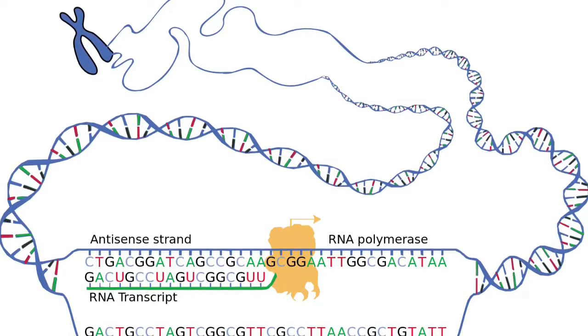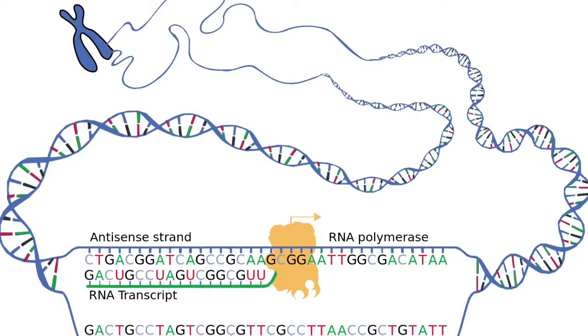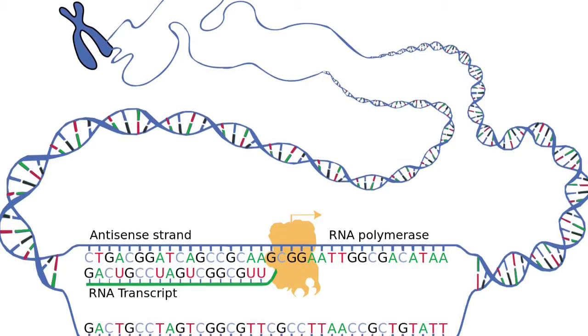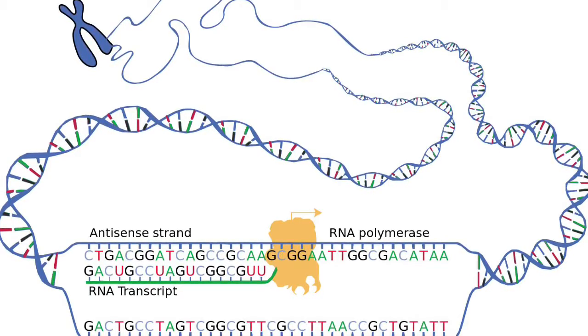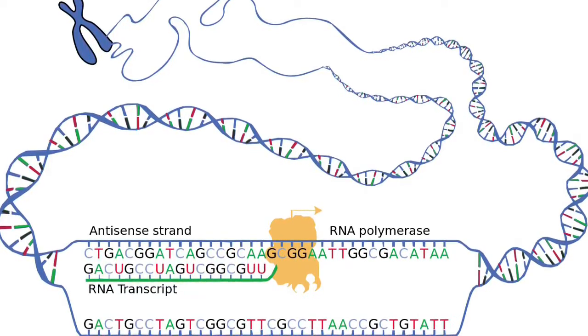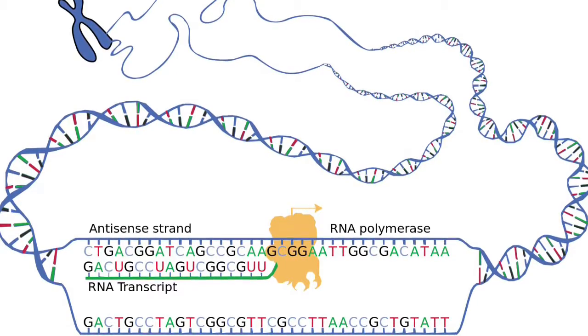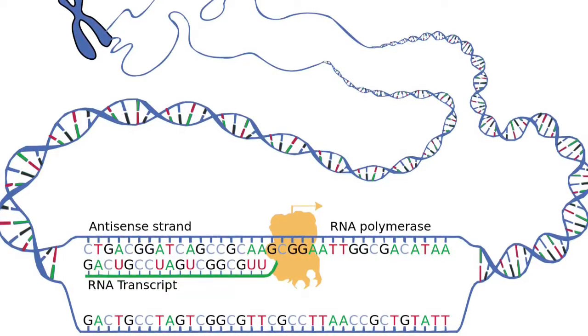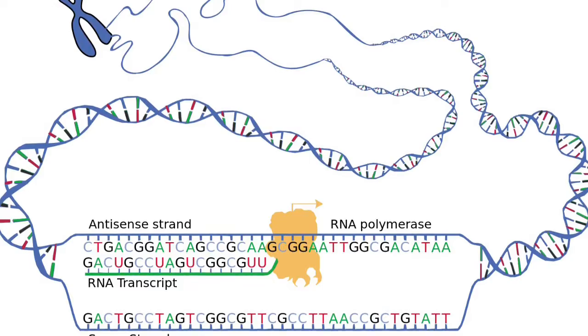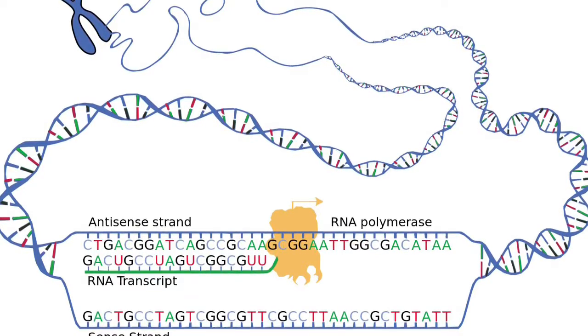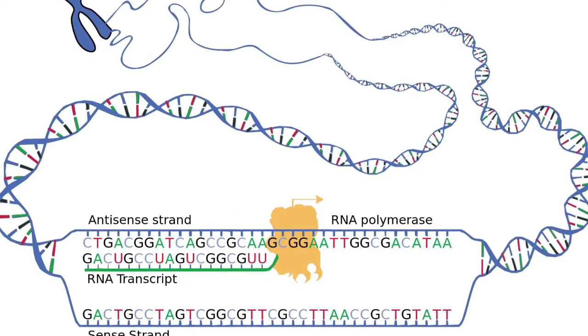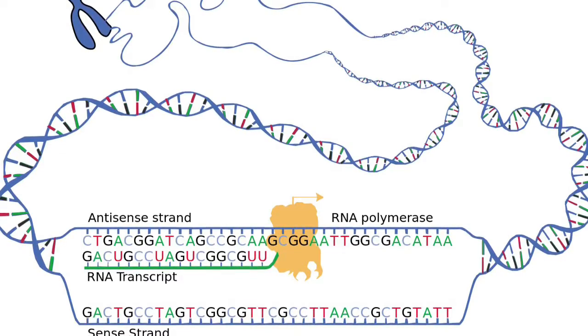The double strand of DNA is separated by RNA polymerase, and then the bases of DNA are paired with the corresponding RNA bases. An A in DNA will bind to a U in RNA. A T in DNA will bind with an A in RNA. A G in DNA will bind to a C in RNA, and a C in DNA will bind to a G in RNA.